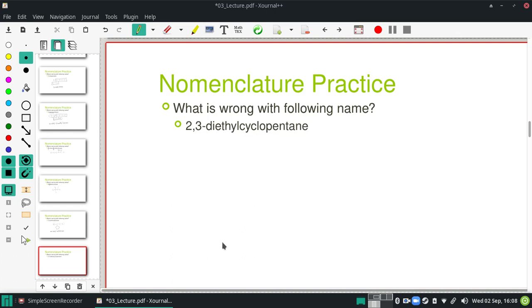2,3-diethylcyclopentane. Cyclo with two things. Should they ever be at 2 and 3? No. One of them's at 1, one of them's at 2.